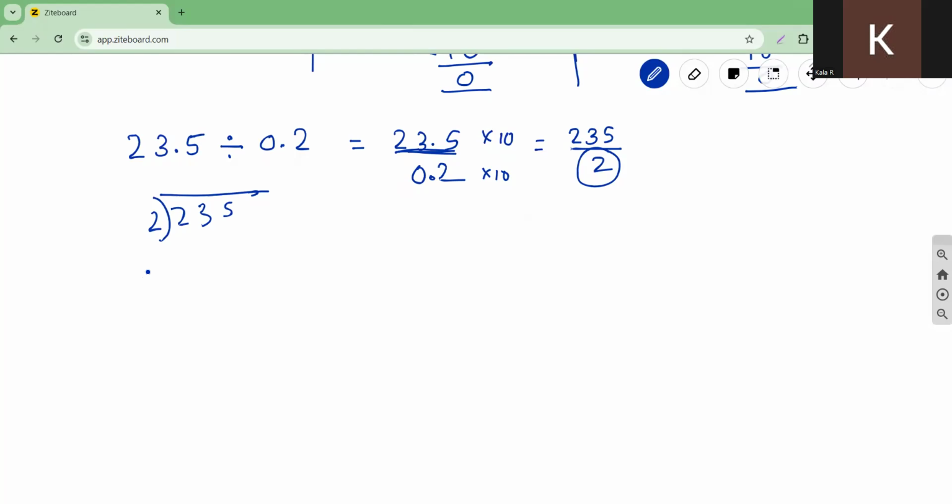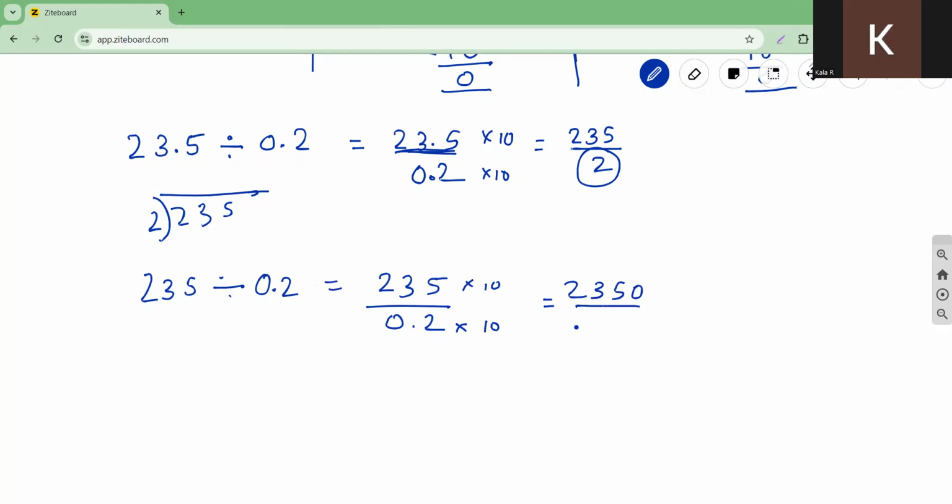What if I have 235 divided by 0.2, where only the divisor has a decimal number? Same thing. Just take 235 over 0.2, and because the divisor has a decimal point, I'm going to multiply by 10. So this becomes 2350 over 2. Now take a normal division of 2350 divided by 2 and do the long division, and you're going to get the same answer.